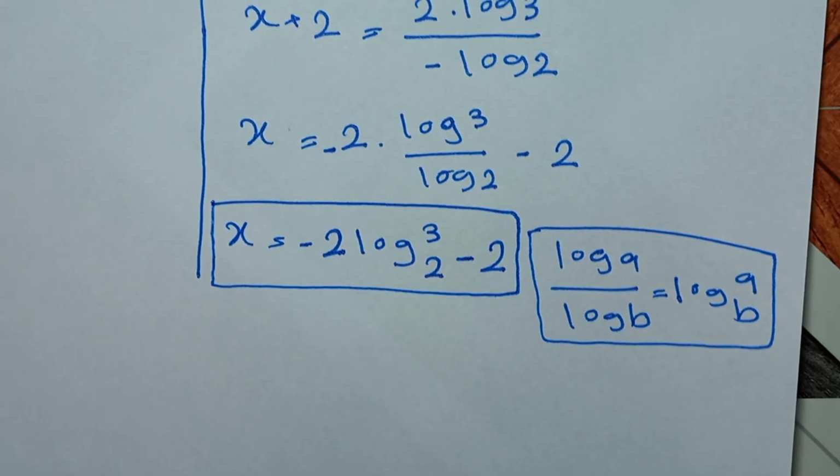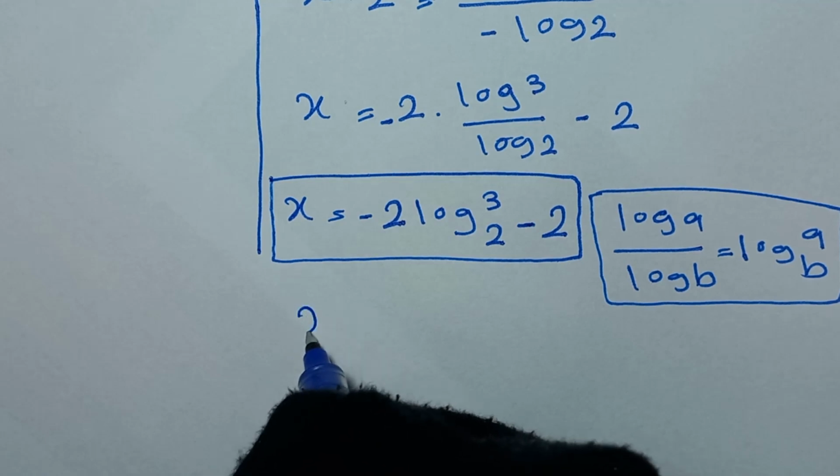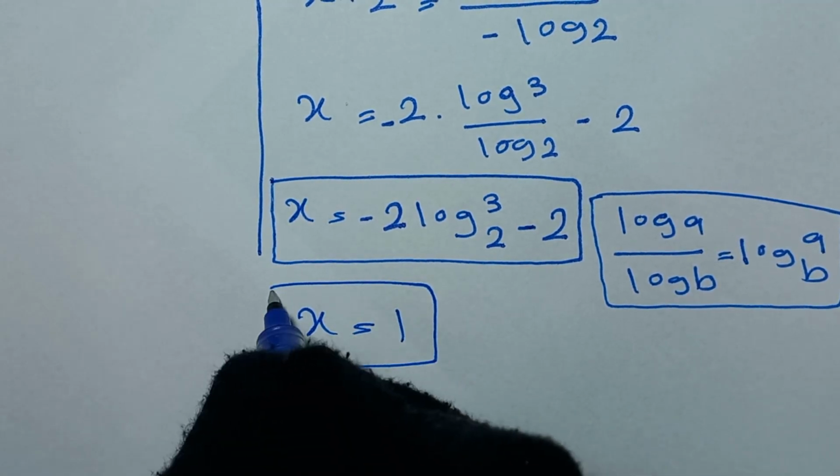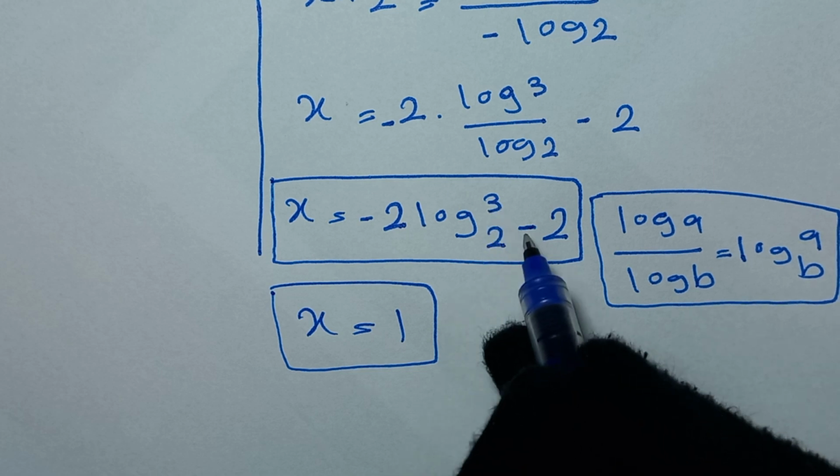So we have two solutions for x. Here, x is equal to 1, and x is equal to negative 2 log of 3 to base 2 minus 2.